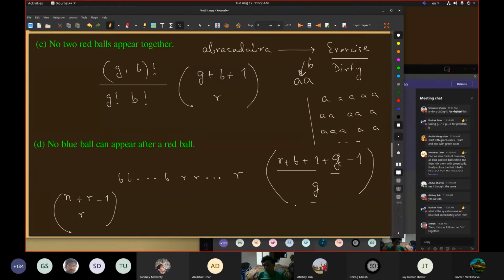There are many other questions. I have just picked these 4 because these 4 were part of this PDS question. Some of these can be easily derived, some may be very difficult. If I say no 2 red balls and no 2 green balls appear together, then this becomes very difficult. Some of these questions can be easily answered, some become very difficult. So let us switch to some other thing.